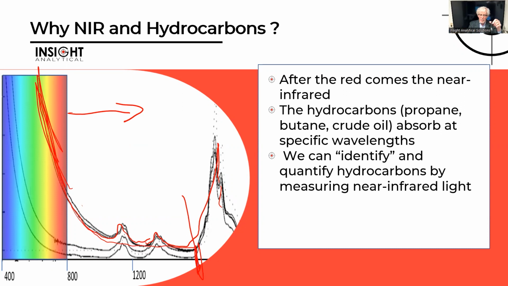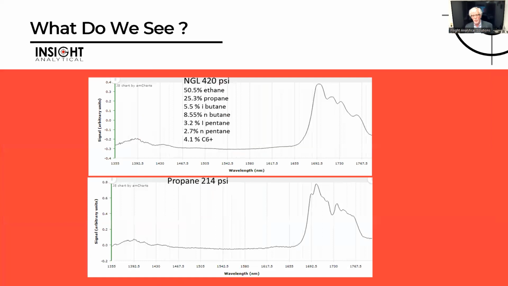And then right around here, which is a wavelength of about 1600 nanometers, all the hydrocarbons start to absorb light, and each one of the hydrocarbons absorbs light differently. So by the shape of the spectrum, we can figure out what hydrocarbons are there, and by how strong the spectrum is, we can figure out how much. So we sort of show it on here.